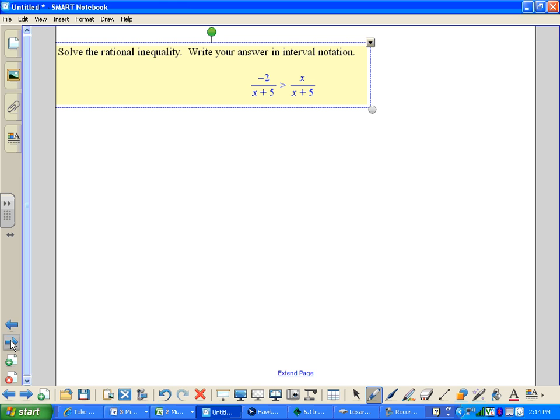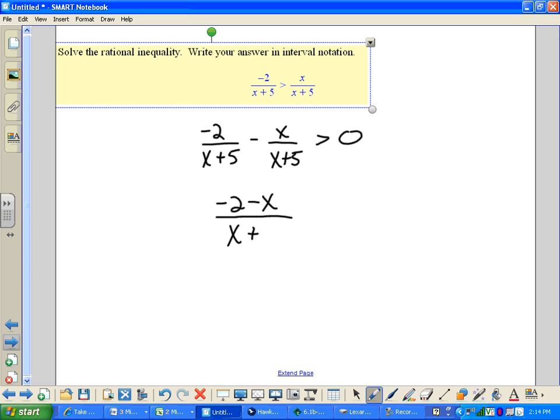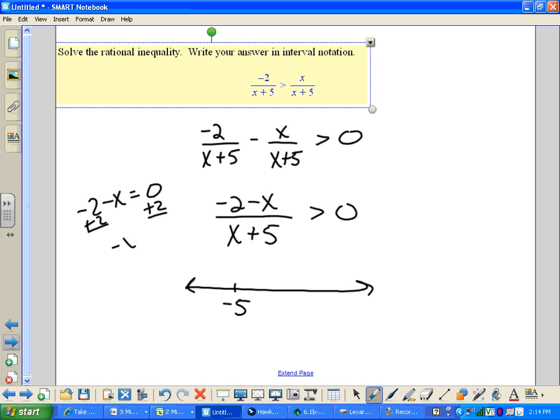Okay, so again, I'm going to set this one to 0. So we'll get negative 2 over x plus 5 minus x over x plus 5 is greater than 0. So I could write them over a common denominator. Okay, now let's plot our critical points. These are actually a little easier. It's only 2 critical points here. So let's look at what would make the numerator 0 and the denominator 0. So negative 5 would make the denominator 0. Now let's think what would make the numerator 0 here. We get negative x equals 2, so x would be negative 2.